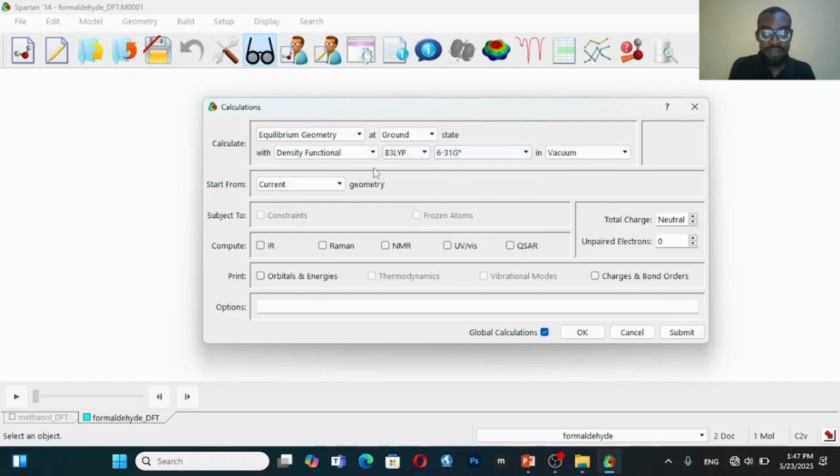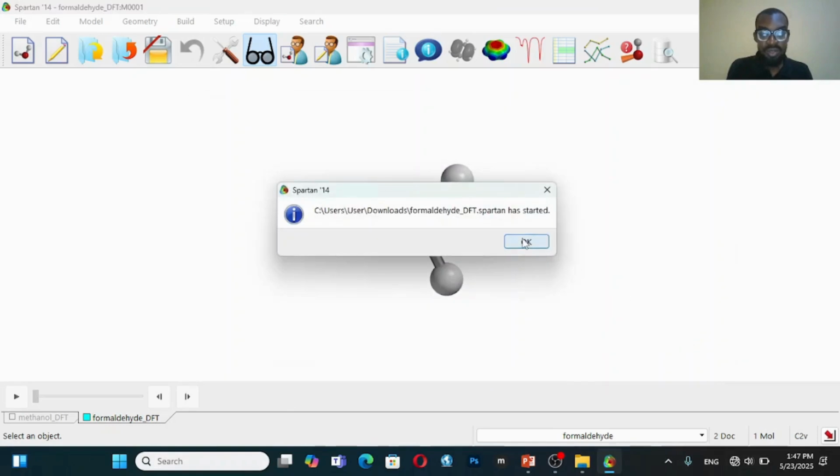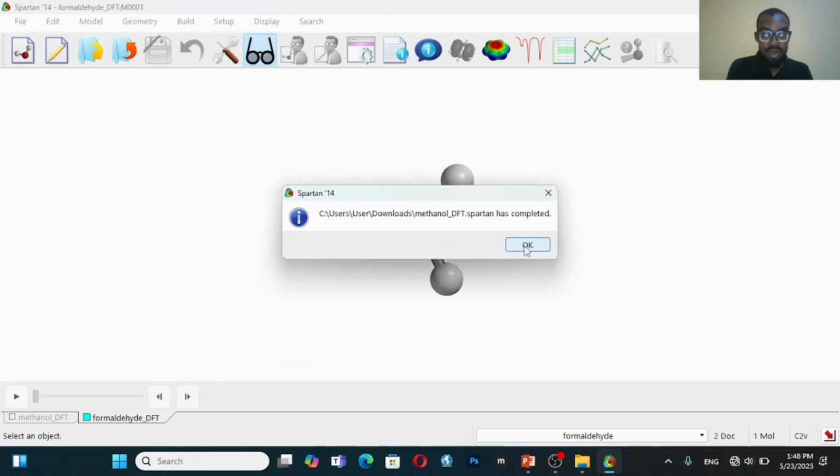basis set. I've told you the choice of this is very significant. You must choose a functional and a basis set that represents the kind of system you're working with. So click this, click on this, and then add, also submit. Okay, wow, methanol has completed.